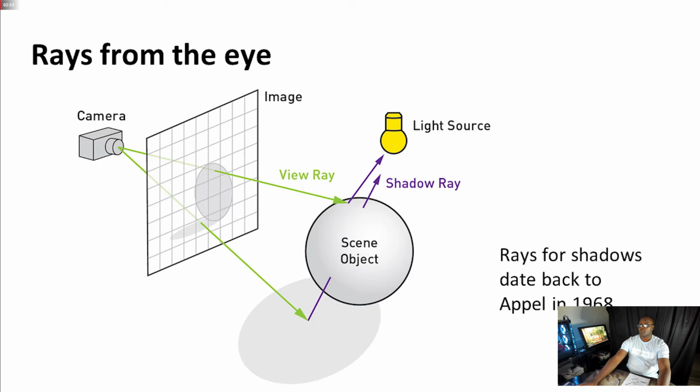Otherwise, it's lit. And this is actually the first use of ray tracing in a computational form, by this person, Appel. Back in 1968, he traced rays towards lights to get shadows, and his output device was a pen plotter, a pen.